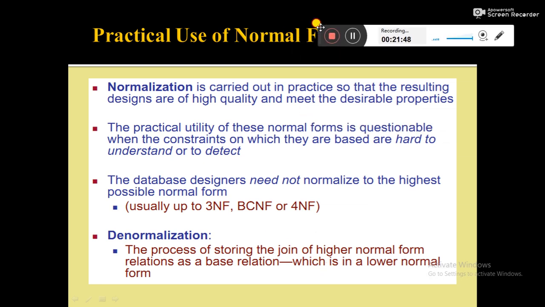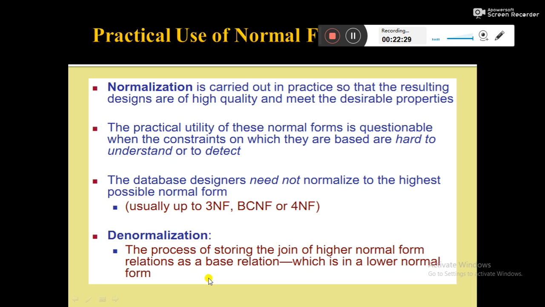Consequently, another term is denormalization. As the name implies, it is just the opposite of normalization, meaning we join the smaller number of subrelations which satisfy the higher normal form, and come up with a smaller number of base relations which are in a lower normal form. Generally, in normalization, we are actually breaking up the base relation into multiple smaller subrelations.